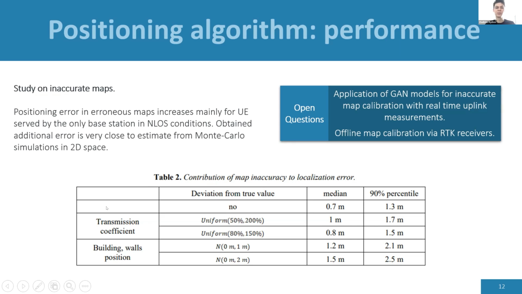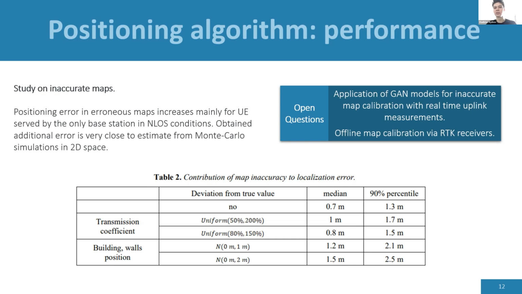When we add error from the transmission coefficient of buildings, we have a maximum of 1.7 meters error, and when we have unknown positions of buildings or maybe their sizes, we have 2.5 meters. Of course, it's 2 times higher than with an ideal map, but it's still in range. So it is still better than GPS measurements, as we will see later.